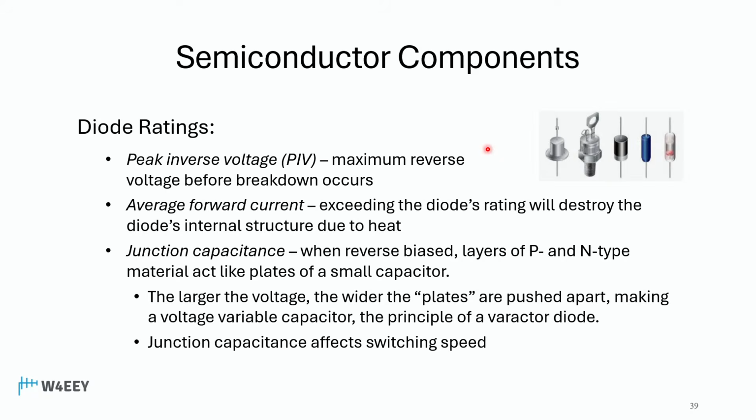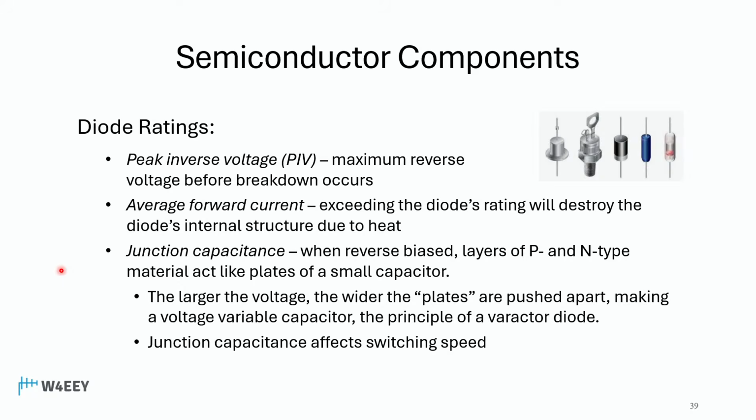So with enough current through the device, it's going to get hotter and hotter. So diodes have an average forward current, or maximum average forward current rating. Exceeding the diode's rating will destroy the diode's internal structure due to heat. It'll melt it. And this isn't how to destroy a diode, this is just another factor.